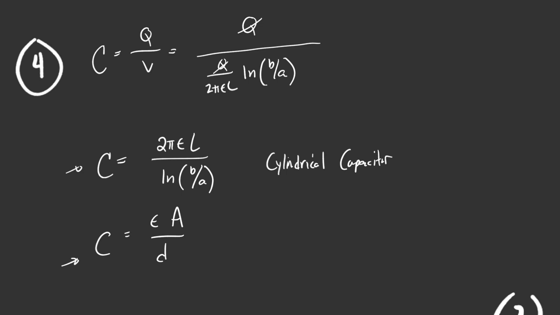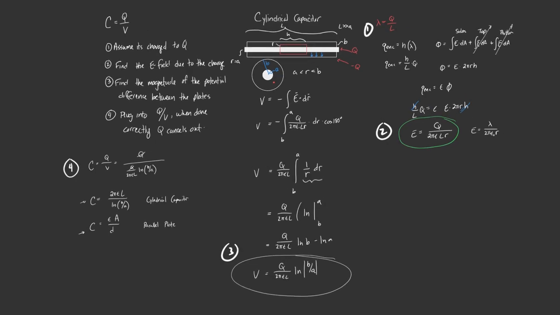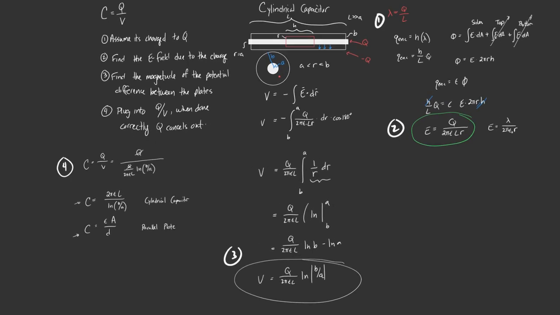All right, so we have our two. This is parallel plate. And now we have cylindrical. That was a cylindrical capacitor. We did all 4 steps. Ready to try spherical? Go.